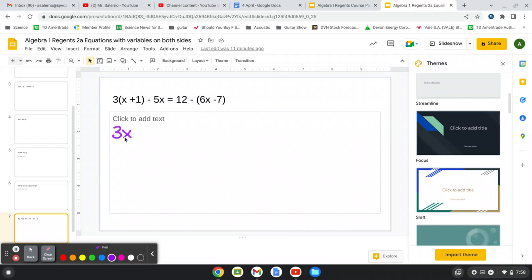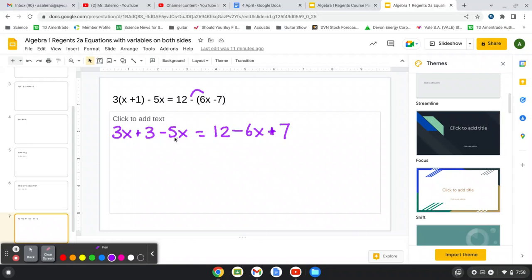I have a 3x plus 3 minus 5x. Now we have 2 variables that we have to combine. And we have a 12. And here I'm distributing the negative. Be careful there. So it's -6x and it's going to be plus 7. Negative times a negative is a positive, remember. So be careful right away. That's what you should have had.